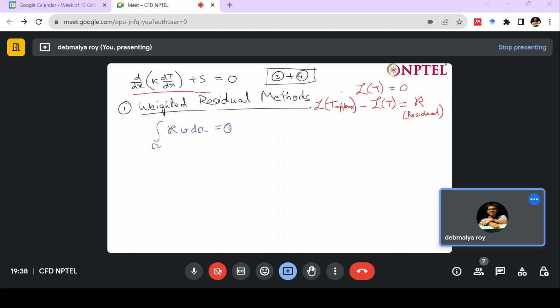So, weighted residual methods. There are a lot of types of weighted residual methods that we had done. The important ones are like: if your W is simply del R del some parameter k, this is basically simply saying that this is the least square method.